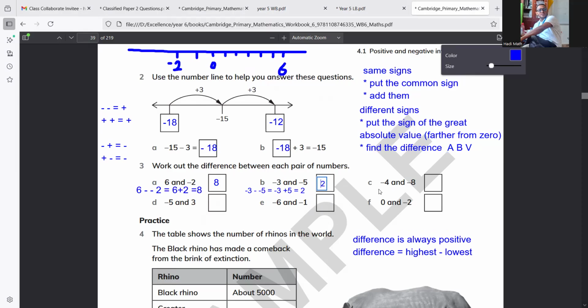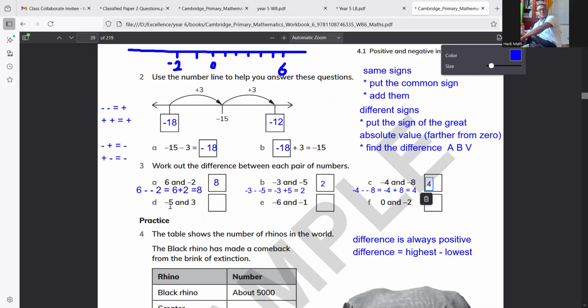Question number C, with the same idea, same understanding. Remember, you have the small number and the big number. The big number is -4 minus the small number, which is -8. And this will be equal to -4 plus 8. And -4 plus 8 is equal to 4, which must be a positive number. The difference between them is equal to 4.